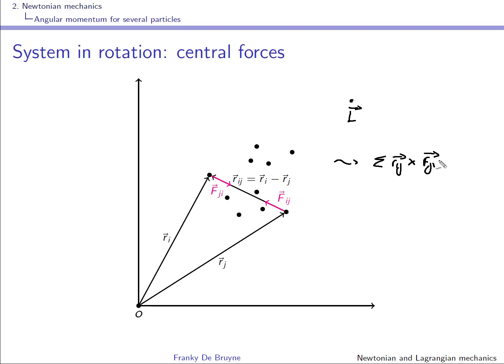In most applications we'll see that the force Fji is what is called a central force. Well, this means that it is acting on the line that joins particle i and particle j. And if it is a central force, this means that the angle between Fji and Rij is 0. So all these terms here are 0.